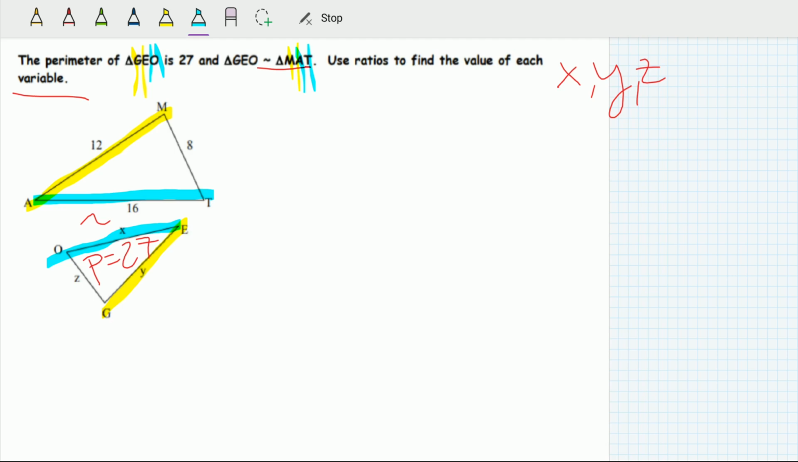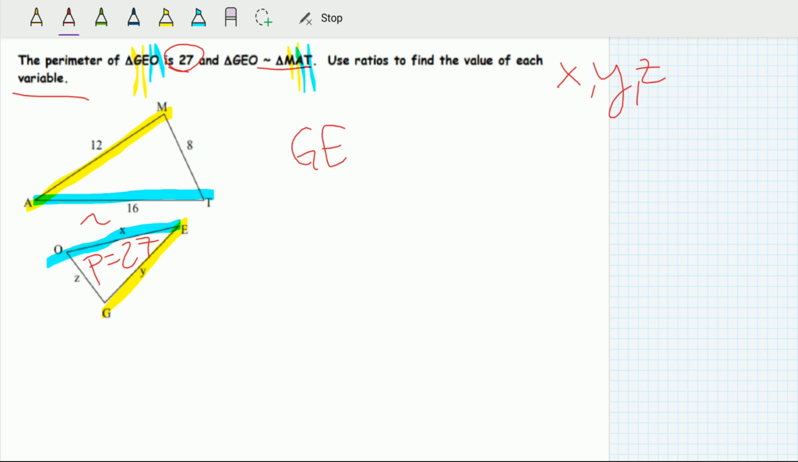So let me go ahead and see what we can do here. If I just create my proportions from before, right? That's all I can think about right now, creating proportions. They gave me the perimeter, so I'm going to have to use the perimeter somehow, right? So let's go ahead and see. I'm just going to create my proportions here.